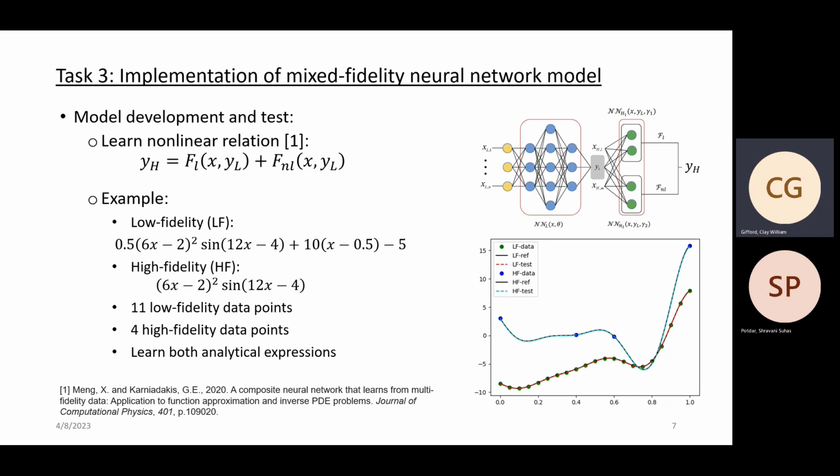And we have an example here with some mixed fidelity data. So we've got 4 high fidelity data points, and then we've got 11 low fidelity data points. And these are the functions that were found to express the data for those data points. And then we would pass that through the neural network.